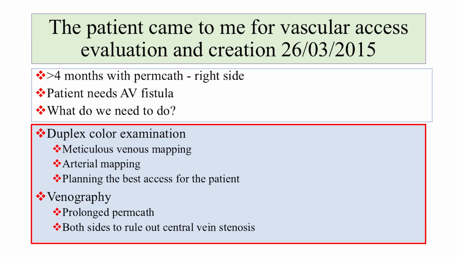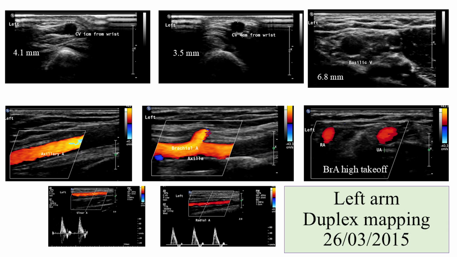The patient came to me for vascular access evaluation and creation in 2015. He already had a Permcath, and we did a color duplex examination for access mapping and planning. On the left arm, you can see that the cephalic vein in the forearm is 3.5 mm in diameter, and the basilic vein is 6.8 mm in diameter. The arteries are not calcified, and you can appreciate the normal flow. There is brachial artery high takeoff in the axilla.